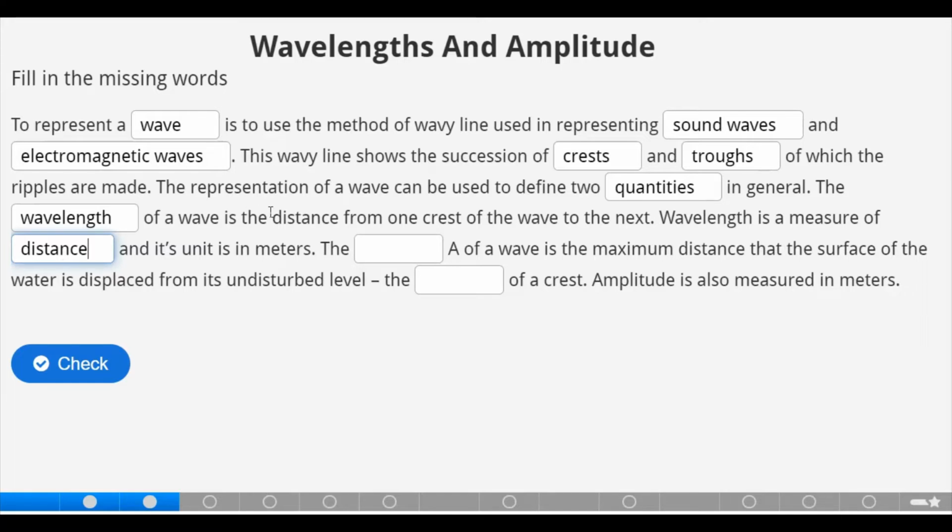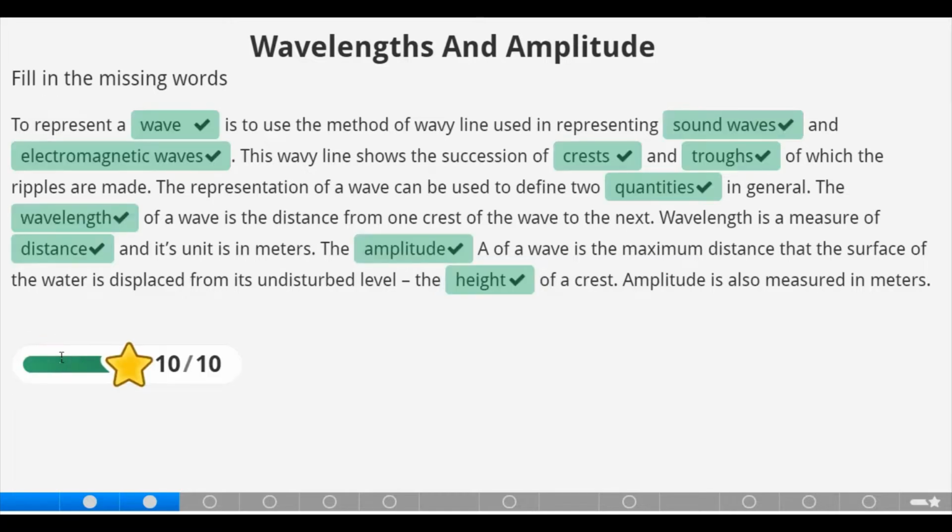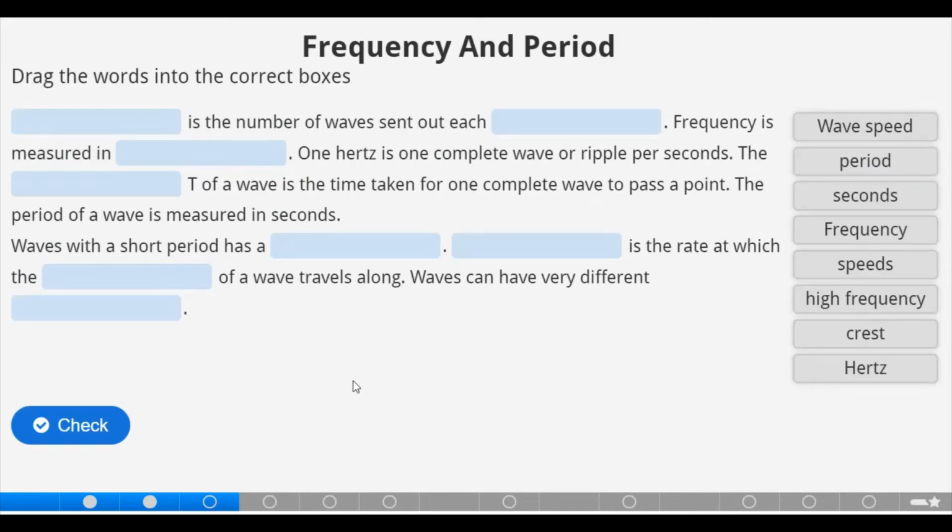The amplitude, A, of a wave is the maximum distance that the surface of the water is displaced from its undisturbed level. That is the height of a crest. Amplitude is also measured in meters. We check. That's correct. Let's move on to the next slide.